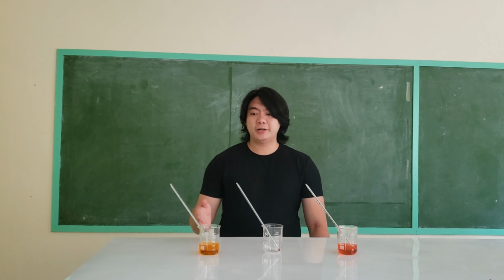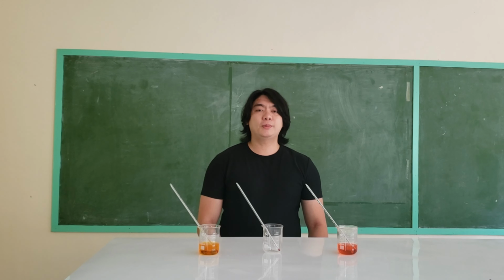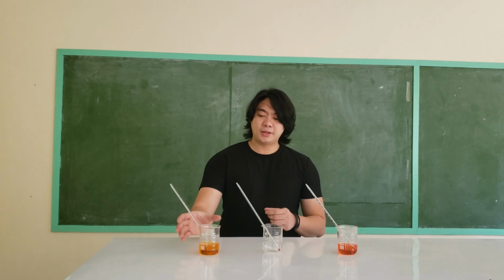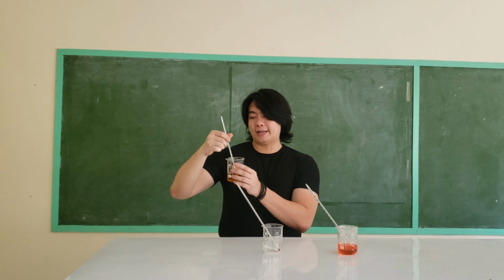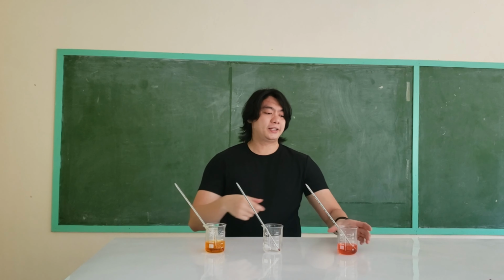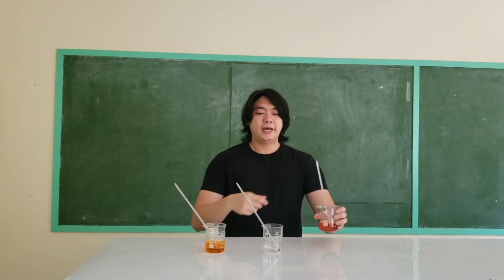For the first activity, we need the following materials. We have 3 thermometers, 3 beakers, a sample of cold water, which I made yellow, and a sample of hot water, which I made red. Now, we will see what will happen if we mix these two. This means that we will allow the transfer of heat from one water sample to another water sample. To check the initial temperatures, the initial temperature of this cold water is at 18 degrees Celsius, while the initial temperature of this hot water is at 58 degrees Celsius. And we will see what will be the resulting temperature.